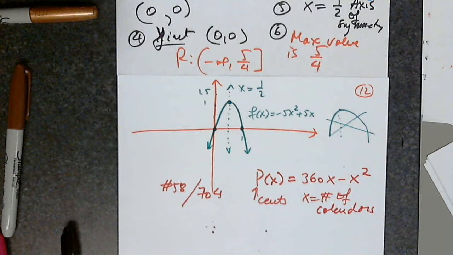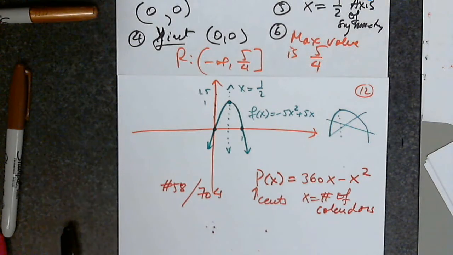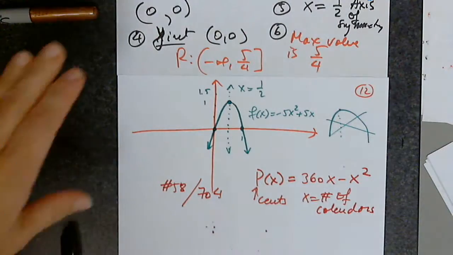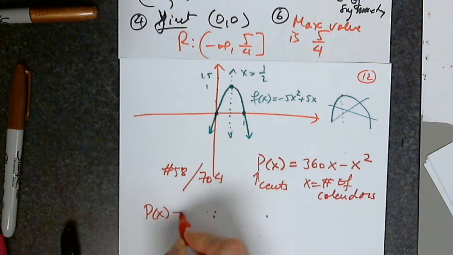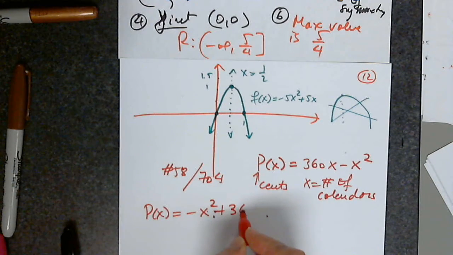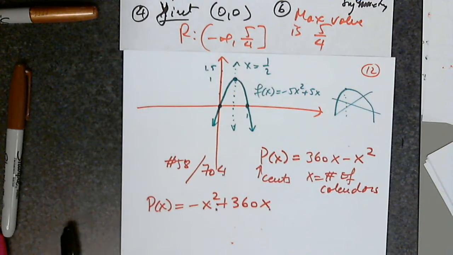First question, how many calendars must be sold to maximize profit? Second question, find the maximum profit. My first question to you is, what type of function is this? Quadratic. Then my next question is, is it in descending order? No. So I have to rearrange it. So this is -x squared plus 360x. My next question is, does it have a max or a min? Yes, because the leading coefficient is negative.